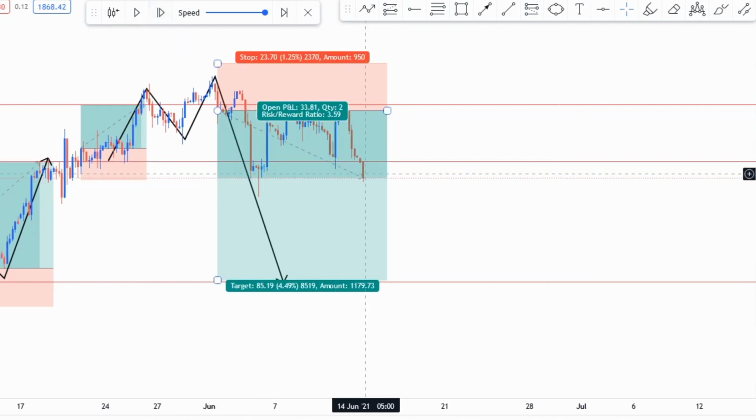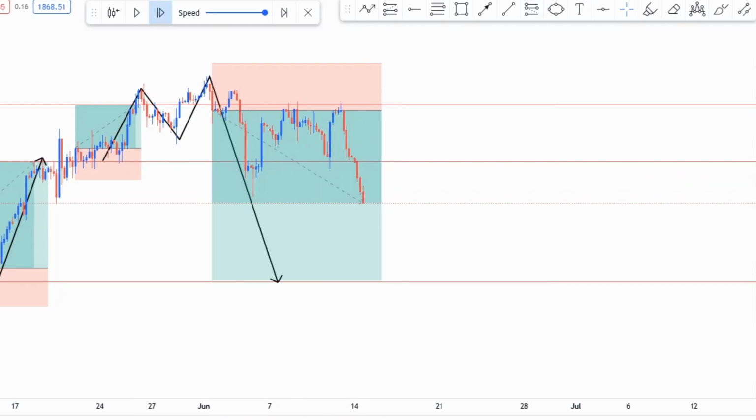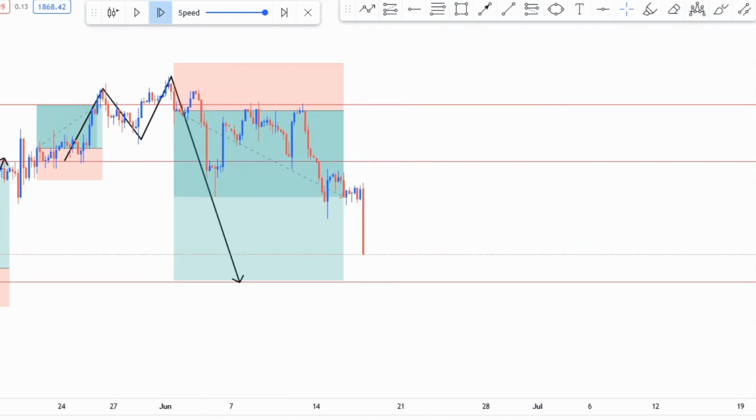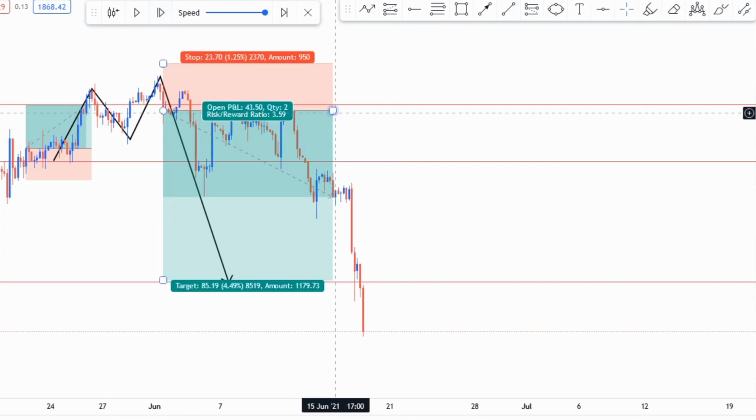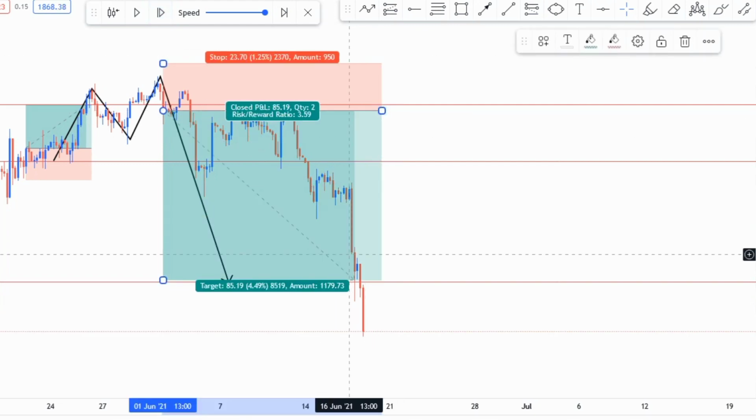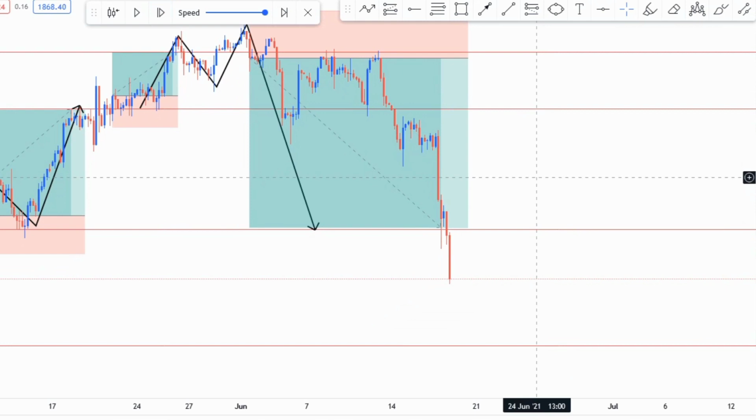So as you can see, price has finally broken this where our take profit one is, and I'm still expecting price to continue all the way to the downside. So as you can see, price hit our take profit here at around 850 pips. Strong down move to the downside.